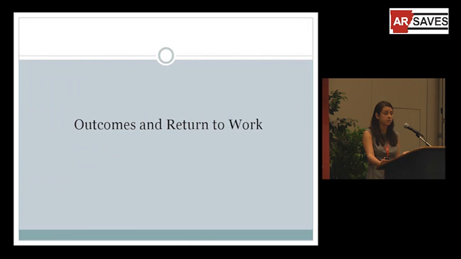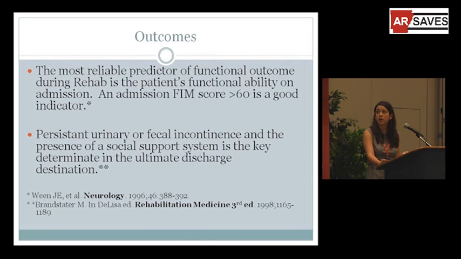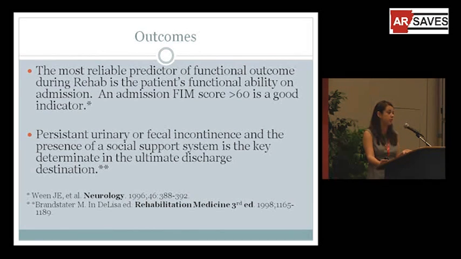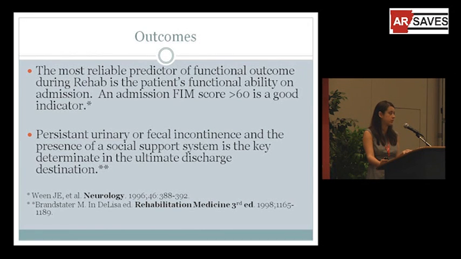Then most importantly, outcomes, and will these patients return to work? The most reliable predictor of functional outcome during rehab is the patient's functional ability on admission. And so the severity of the stroke is very important to their long-term functional outcome. If their admission functional outcome measure score is greater than 60, so if they are requiring little or minimal assistance with mobility and activities of daily living, sphincter control, and speech and language, they're more likely to have better functional outcomes, and that's intuitive.